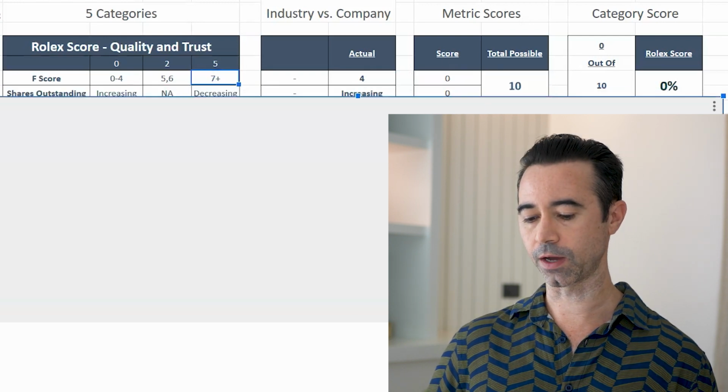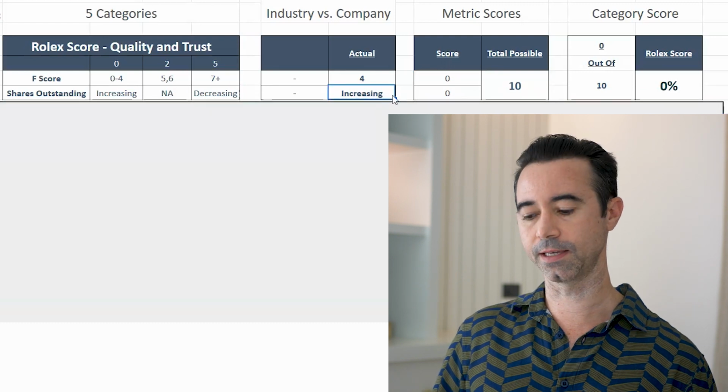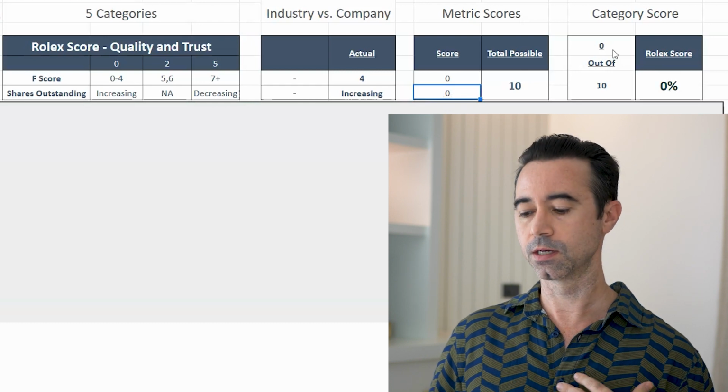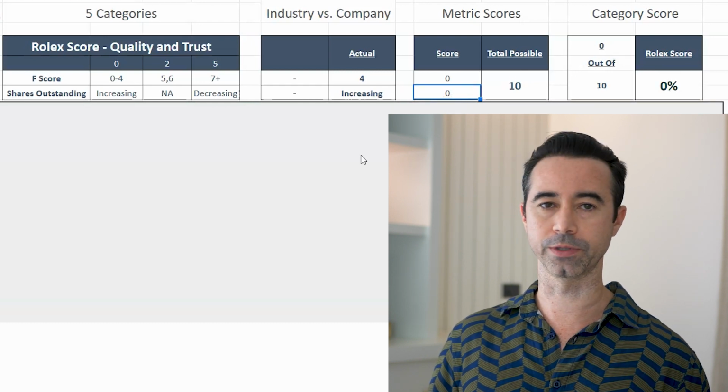So we're going to now move on to shares outstanding. What I'm going to say is it's increasing, and we don't want shares to be increasing because that dilutes us. So I'm actually giving them a 0 on that one as well.